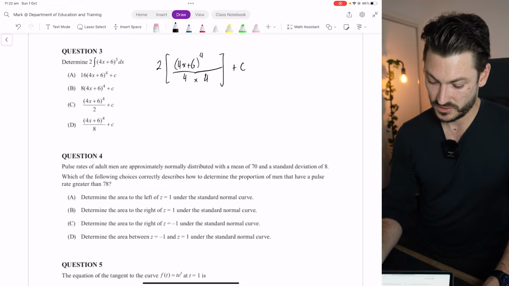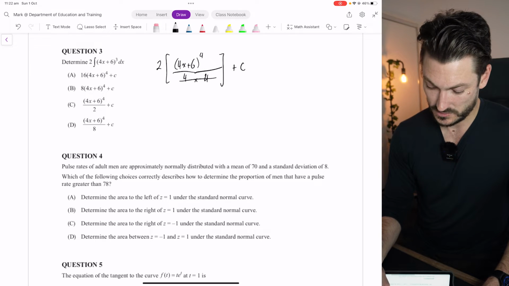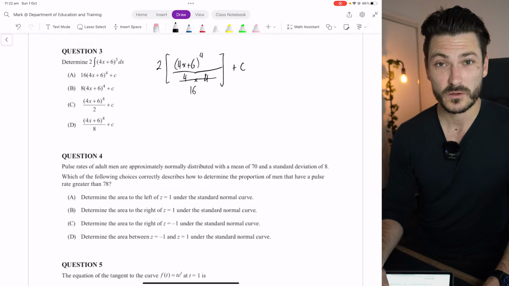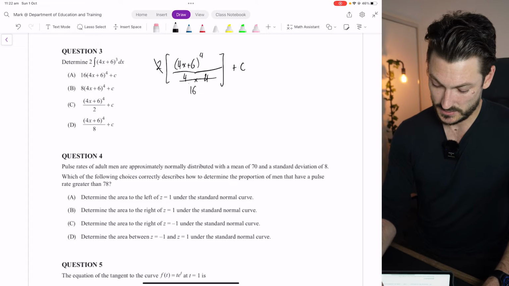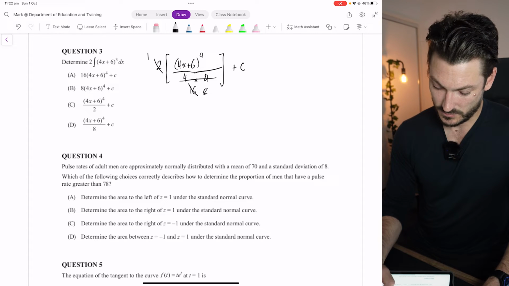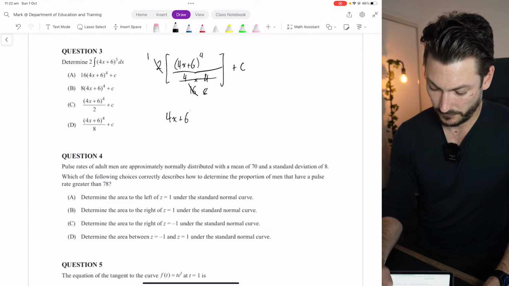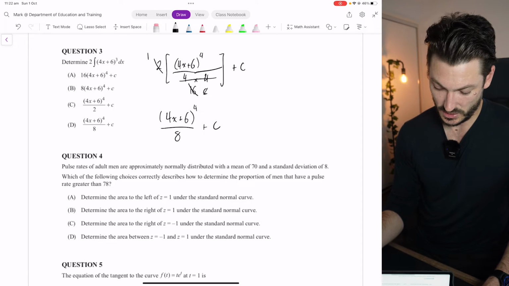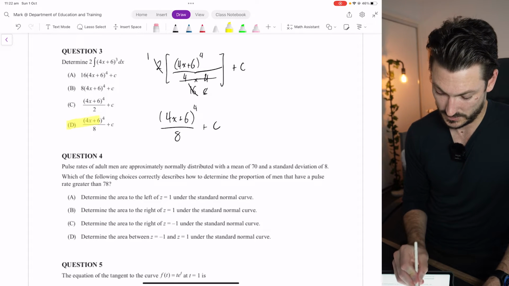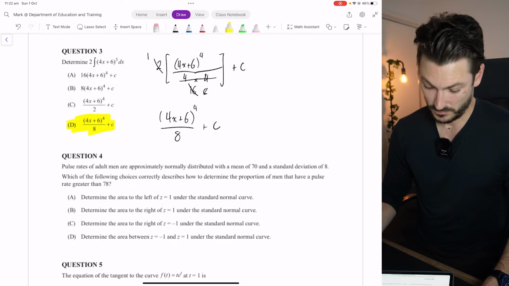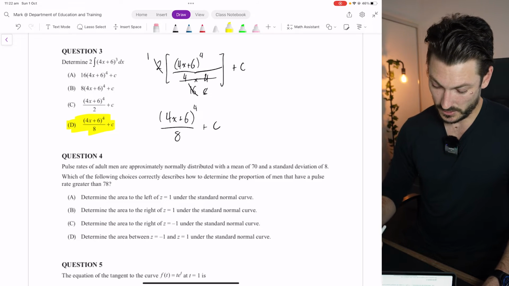So we're going to have on the denominator 16, right? These two 4s multiply to 16. 2 over 16 is going to cancel out into being 1 over 8. And so my answer is going to be (4x plus 6) to the 4 on 8 plus c, which is D. All right, cool. Moving on.